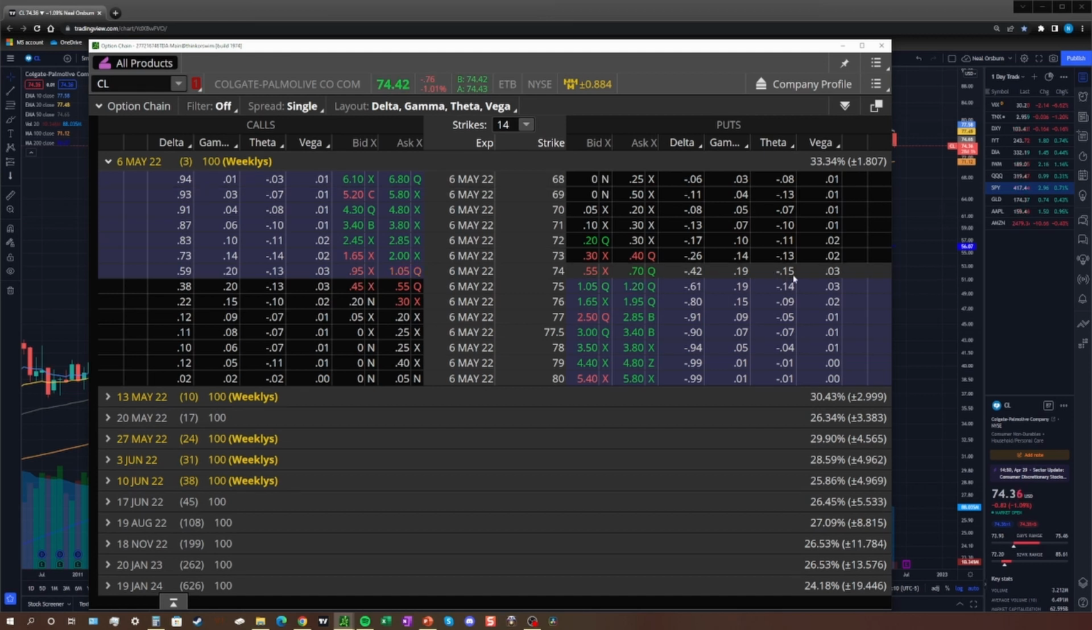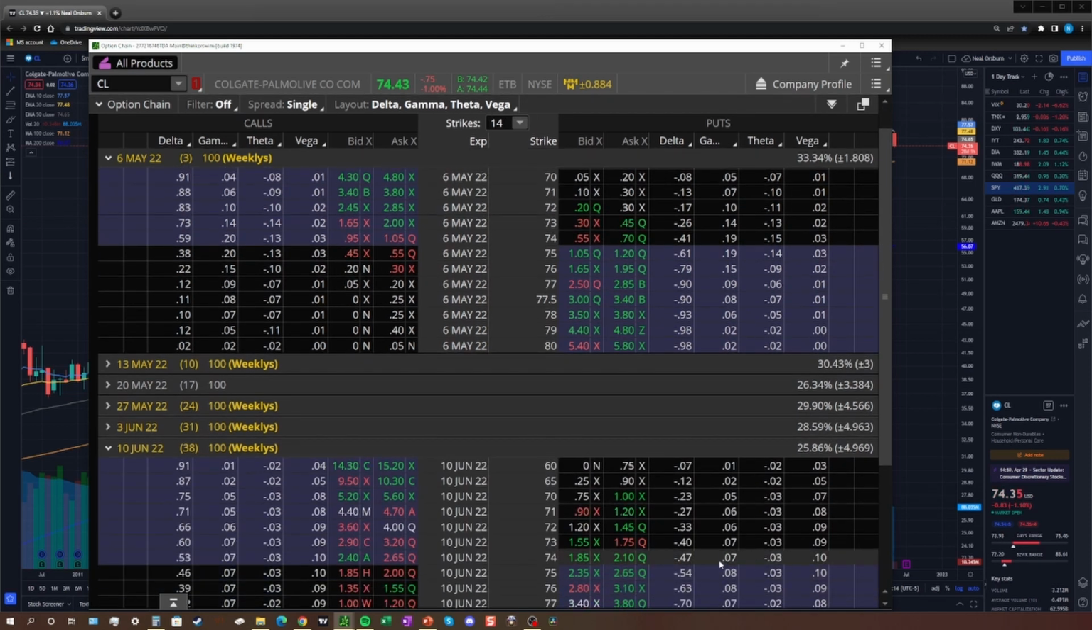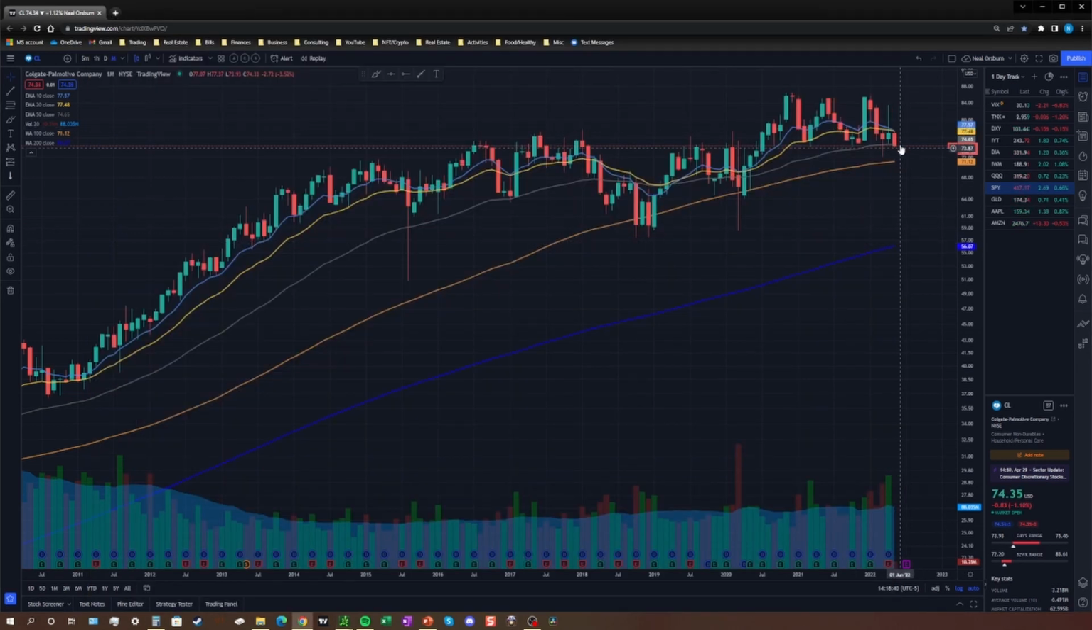I would rather collect 15 cents per day rather than 3 cents per day. That is why I usually sell the at the money put options, because if I'm willing to take on the shares, if I'm putting up the capital to potentially take on the shares, then why not get the most bang for my buck? Even if the stock pulls back and gets under 74 points, and it pulls back to maybe 71, 72, well, that's fine. I was willing to own the shares anyway.